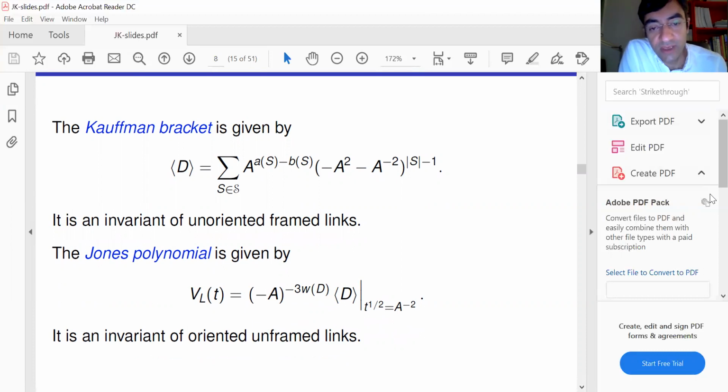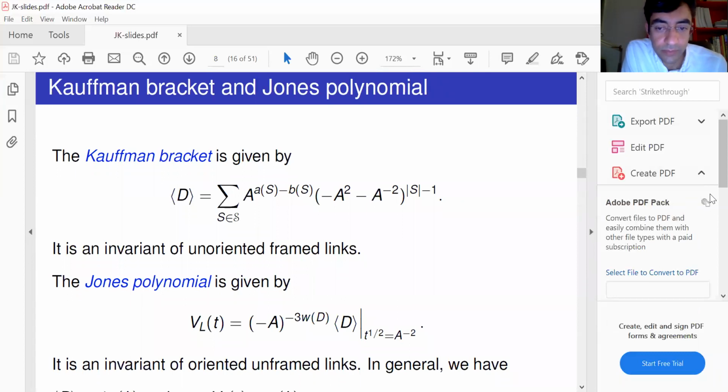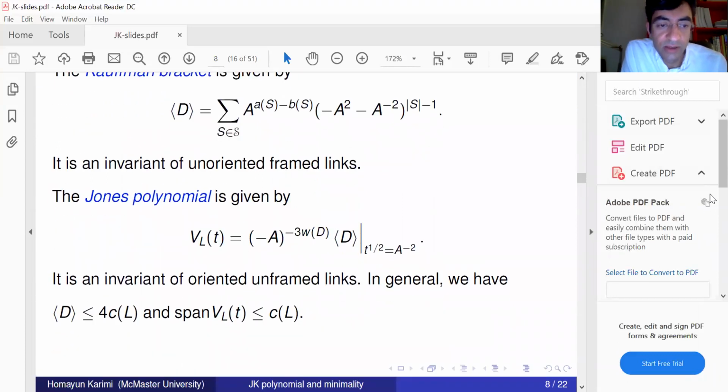And we do the change of variable. We replace A to the minus 2 by t to the 1/2. And we obtain the Jones polynomial, which is an invariant of oriented unframed links. So we have the span of the Kauffman bracket. By span, we mean the difference between the maximum A degree and the minimum A degree, which is less than or equal to four times the crossing number of the link. And the span of the Jones polynomial is less than or equal to the crossing number of the link L.